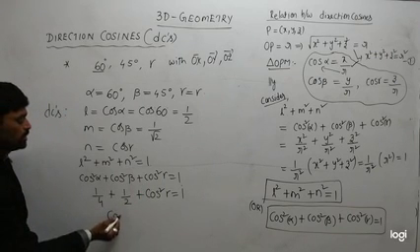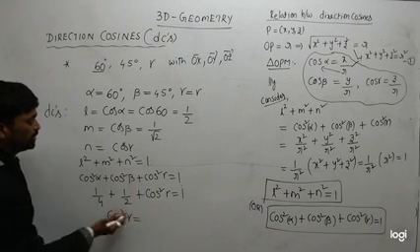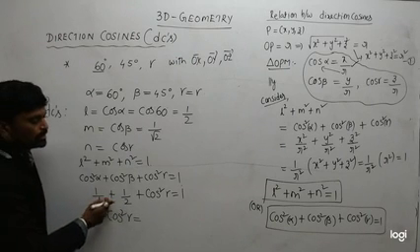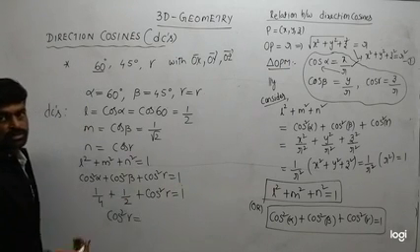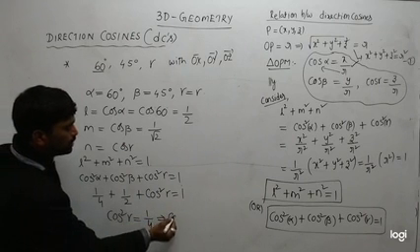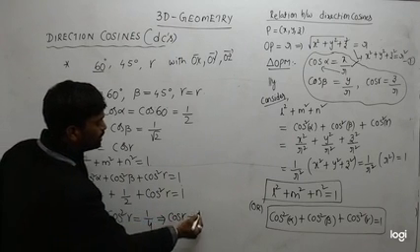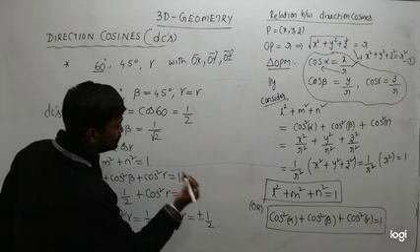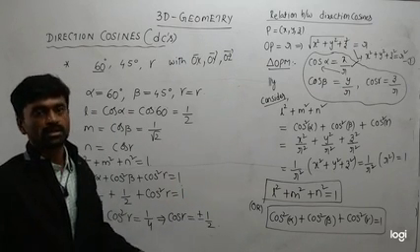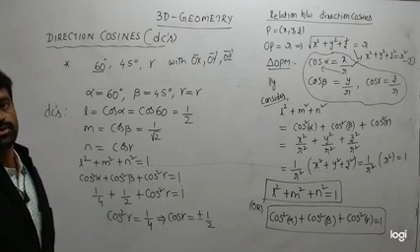So from this cos square gamma, I am writing directly, 1 by 4 plus 25% plus 50% only, 75%. 100 minus 75% is 25%, nothing but 1 by 4. This implies that cos gamma is equal to what you will get? Plus or minus 1 by 2. Because cos square gamma is 1 by 4, cos gamma is plus or minus root of 1 by 4.